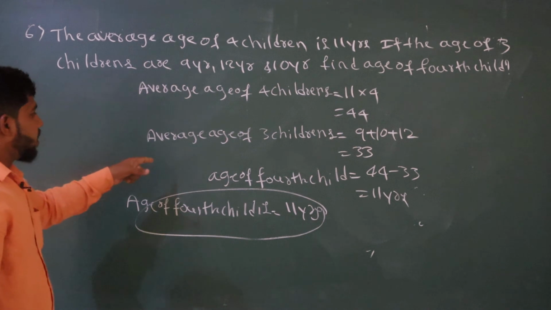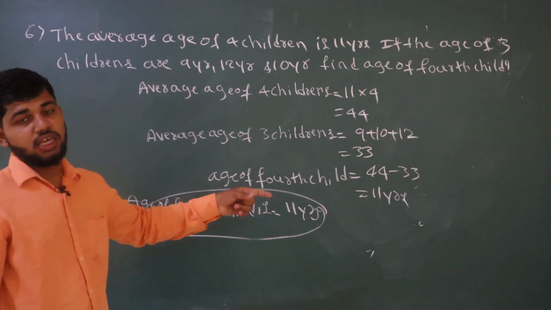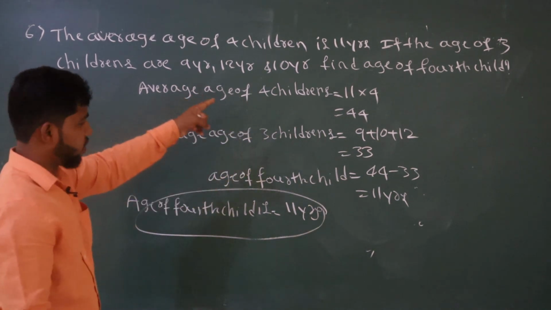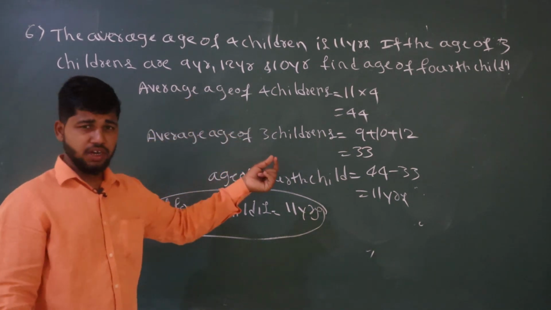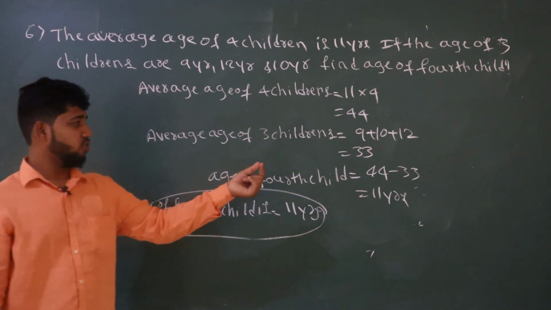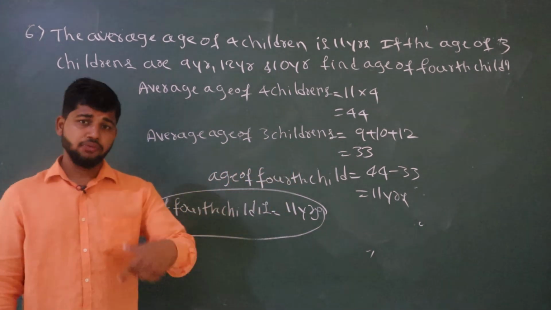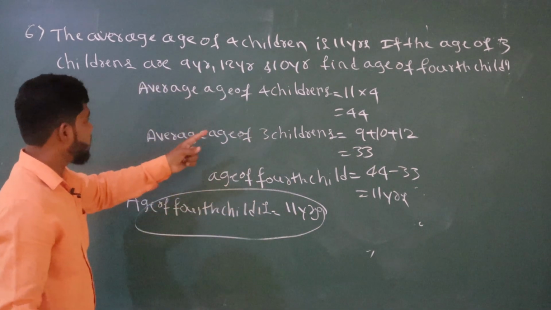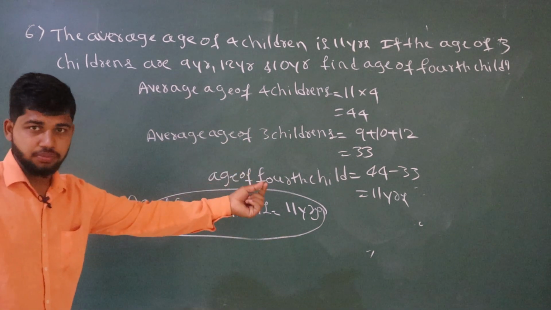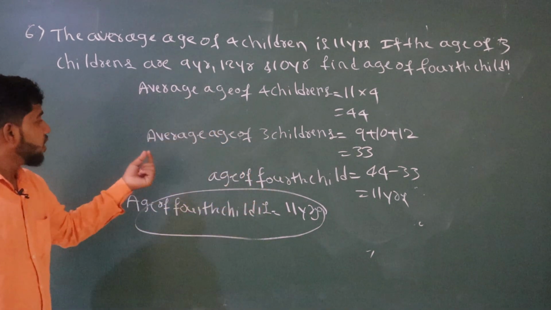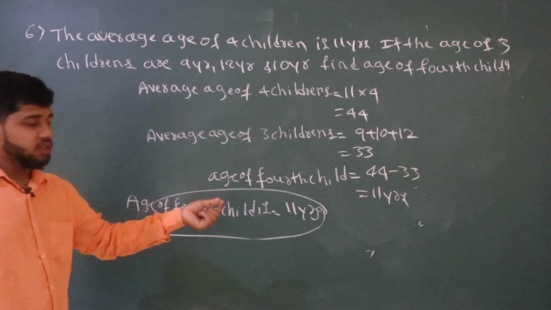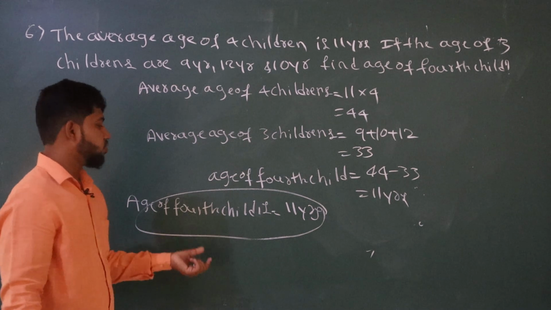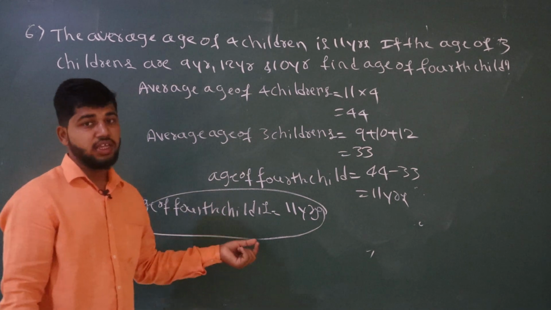Again, we find the total age of the 3 children. They have given 9 years, 10 years and 12 years. If you make the sum of these 3, you will get 33. Now you are going to find the 4th child's age. Subtracting the 3 children's total from the 4 children's total, you get 44 minus 33. Then the 4th child's age is 11 years.